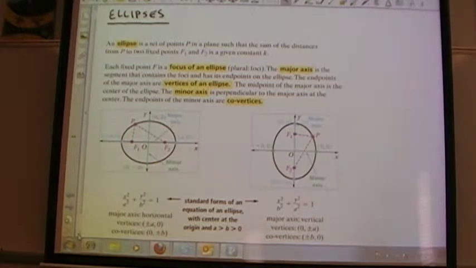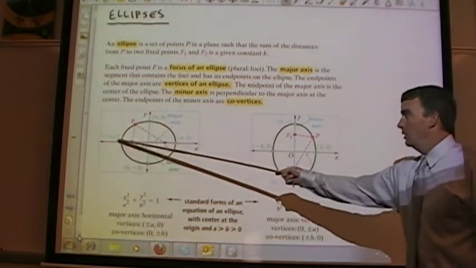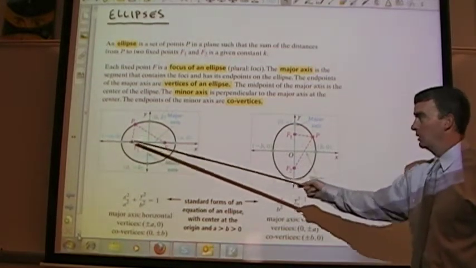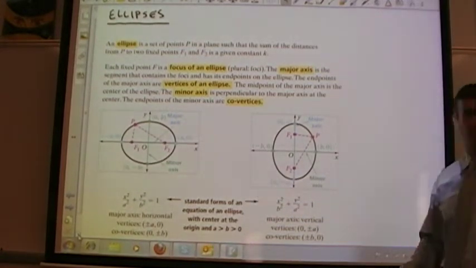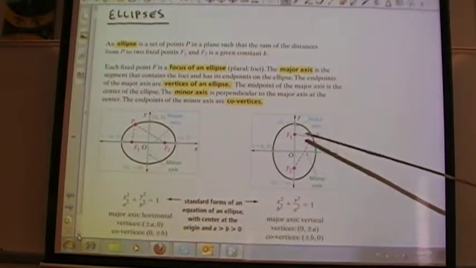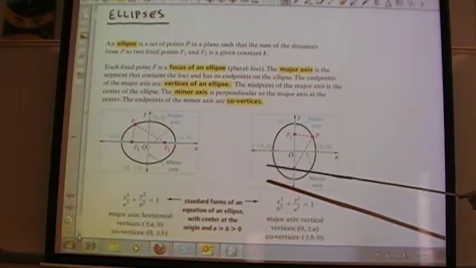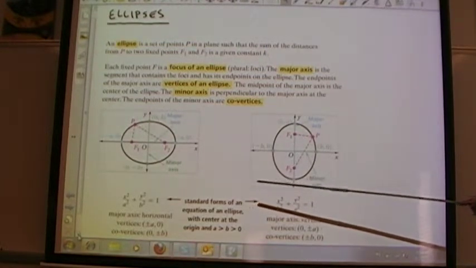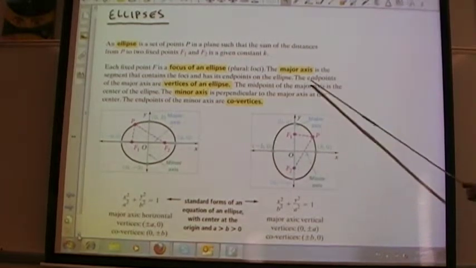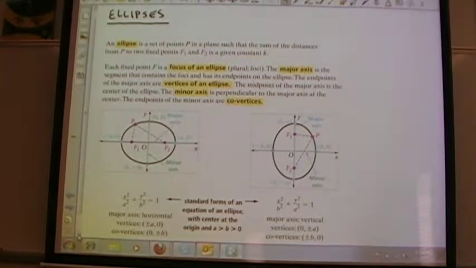Yes? The pink ones or the blue ones are the vertices? The blue are the vertices. The green are the co-vertices. And the pink are the foci. Okay? And the only thing that's switched over here, the foci will always lie on the major axis. So notice how they flip from here to here because your major axis is now this one.